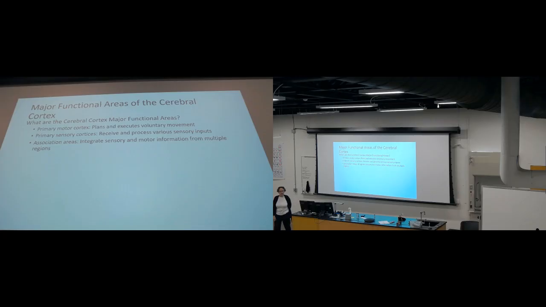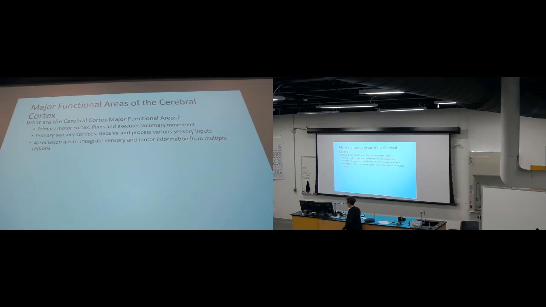Okay, so functionally speaking, you already heard this before. Primary motor cortex plans and executes voluntary movement. And then we have the sensory cortices. Cortex is singular, cortices is plural. So they receive the information from different areas of the body, and then you process that information.